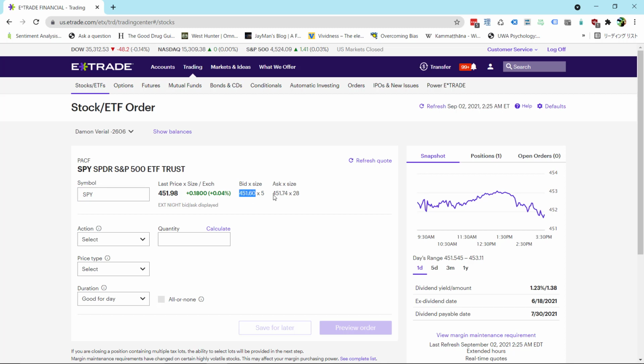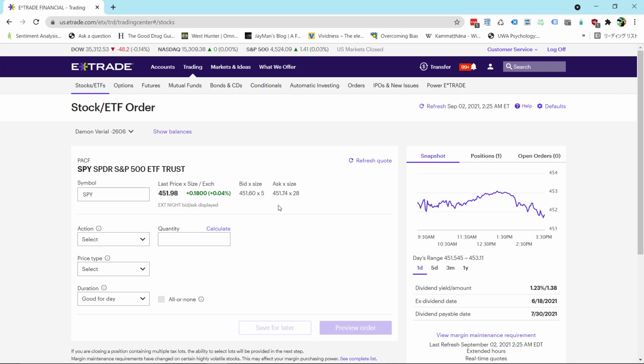So take a look here. What this means is there are 5 people who want to buy the S&P 500 for this price. This is the max bidding price at the moment, 451.60. And there are 28 people who want to sell it at 451.74. I'd say that's a pretty tight spread. There's not a big difference, 14-cent difference between the bid and ask.